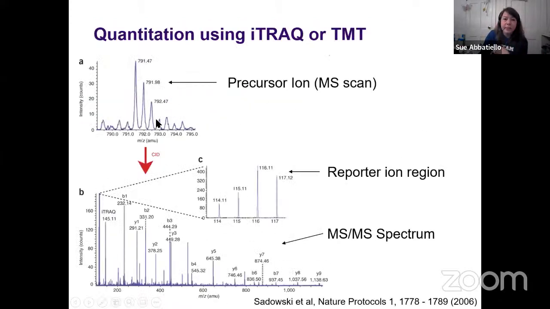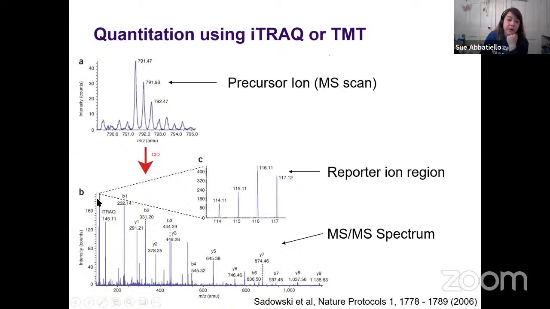Using iTRAQ or TMT, again, as I mentioned, the precursor ion for the MS1 scan is the same for the peptides coming from all these different samples that have been labeled differently. And when the fragmentation occurs, this is just a blow up of the previous screen. You are able to identify the sequence of the peptide, so hopefully you could go in and backtrack it to a protein of interest.